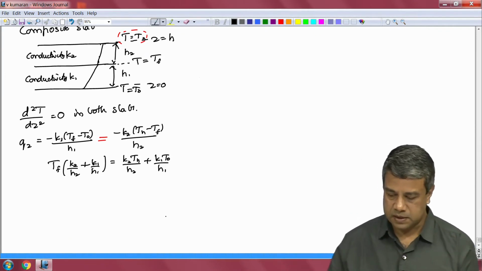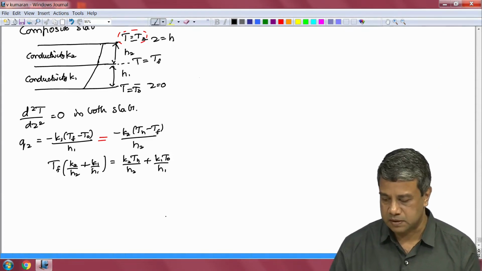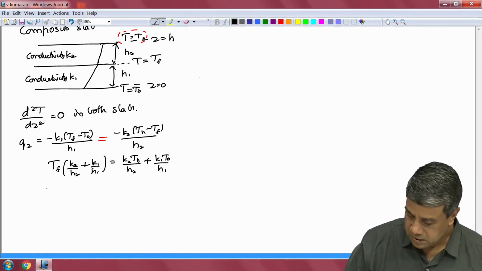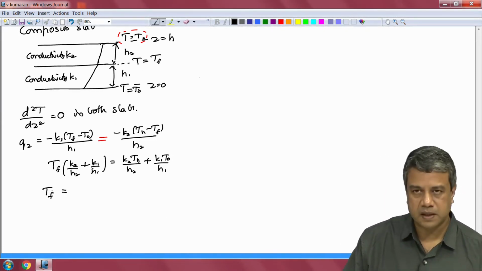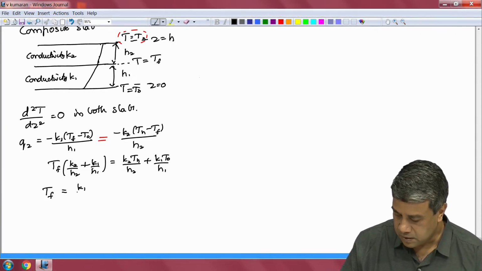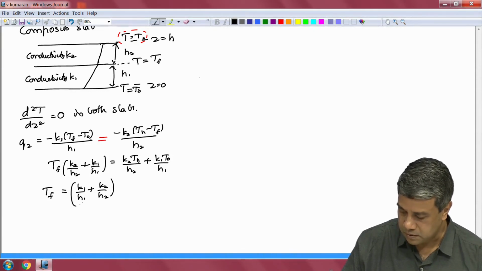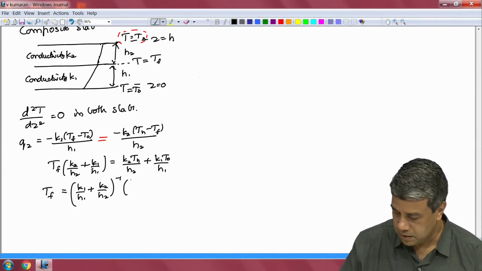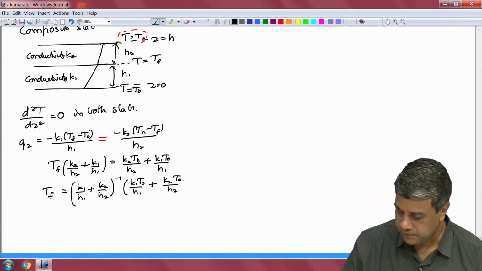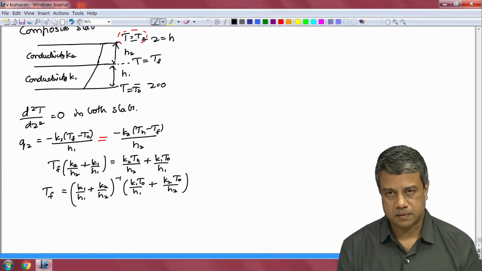Just rearranging this equation, taking Tf to one side and all other quantities proportional to T0 and Th to the other side. So, the temperature intermediate at the junction of these two slabs has to be equal to K1 by H1 plus K2 by H2 whole inverse into K1 T0 by H1 plus K2 Th by H2. This gives you the temperature at the junction between these two slabs, Tf.